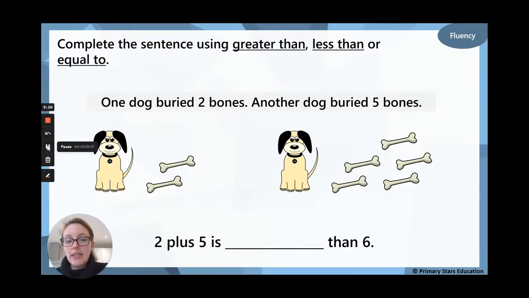Okay, let's have a look at some problems with comparing statements today then. So we need to complete this sentence using the words greater than, less than, or equal to. So one dog buried 2 bones and another dog buried 5 bones. So we need to work out how many bones they have altogether. So 2 plus 5. And then we need to work out, is that greater than, less than, or equal to 6? So let's go back to my other screen.